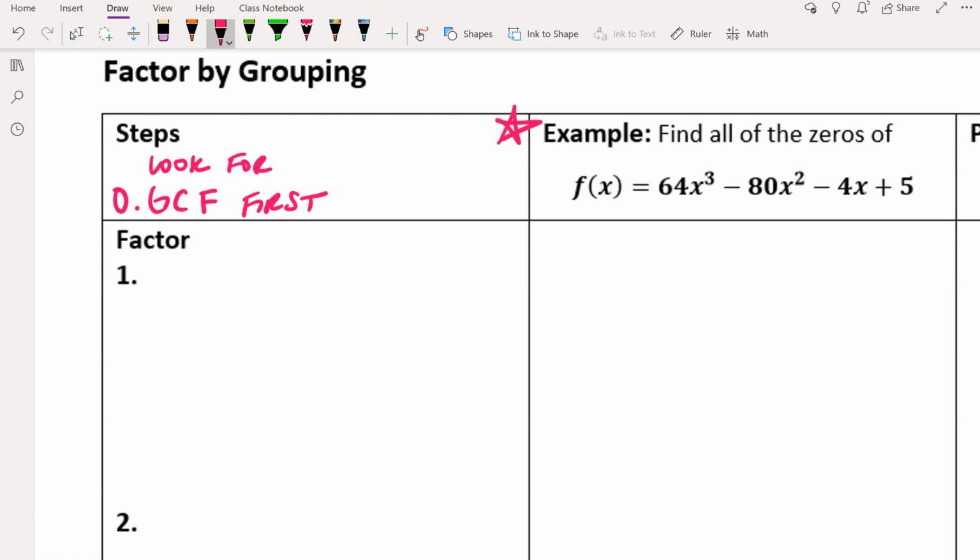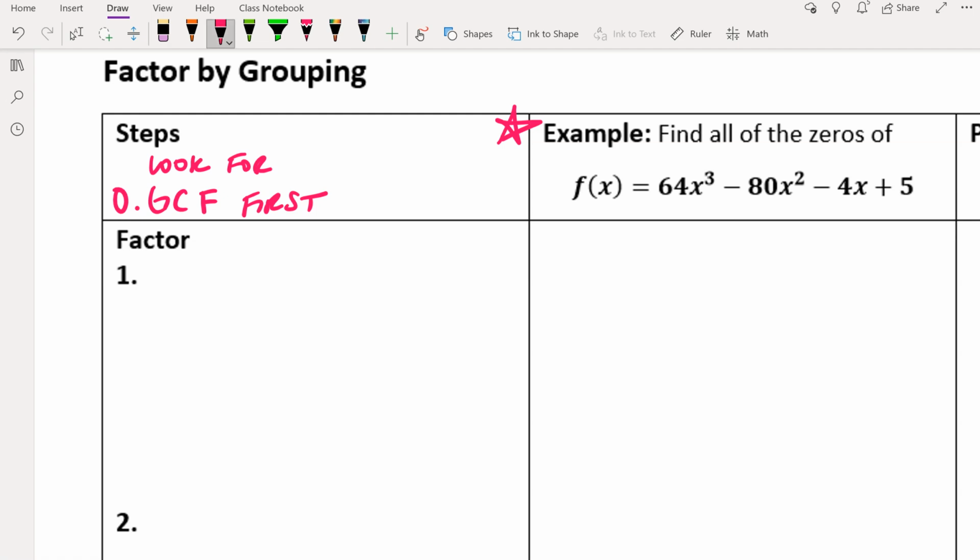So actually, let's look for our GCF. Is there anything in common in all 4 pieces of these? Can they be divided by the same number? These can be divided by 2, but then 5 can't be divided by 2. So no, there's no number. They don't all have x's. So there is no GCF. Okay, so we finished step 0, which is look for GCF.